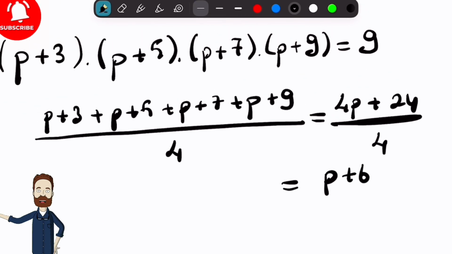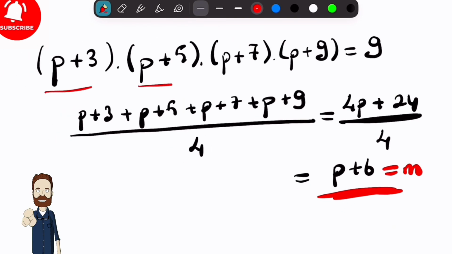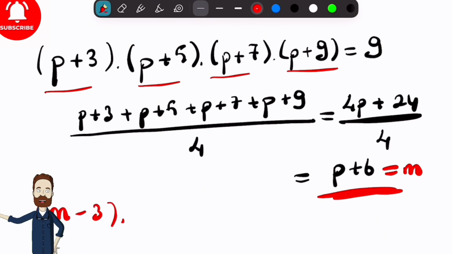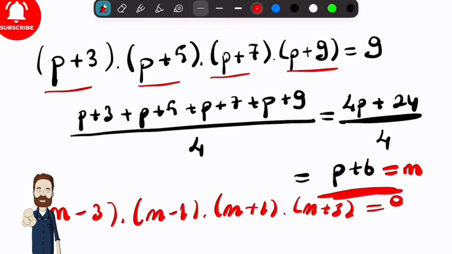Now we found p + 6, and I need to make a variable change. Let's take it as m. According to p + 6, I will have to redesign p + 3, p + 5, p + 7, p + 9. If m is p + 6, then p + 3 comes in the form of m minus 3. Similarly, in the others: m minus 1, m plus 1, m plus 3, equal to 9, and we obtain this equation.